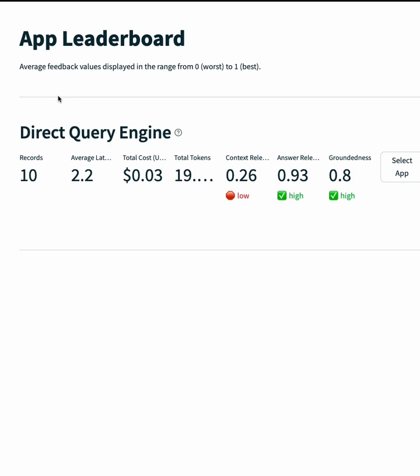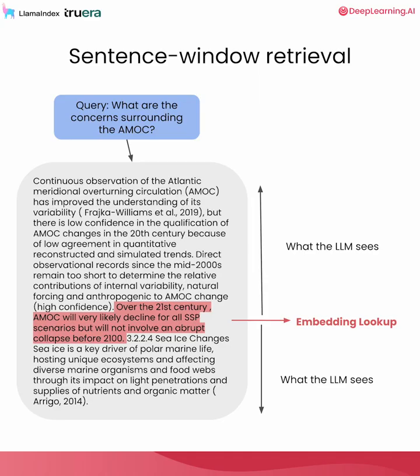Now, let's see if we can improve these metrics with more advanced retrieval techniques like sentence window retrieval, as well as auto-merging retrieval. The first advanced technique we'll talk about is sentence window retrieval. This works by embedding and retrieving single sentences, so more granular chunks. But after retrieval, the sentences are replaced with a larger window of sentences around the original retrieved sentence.